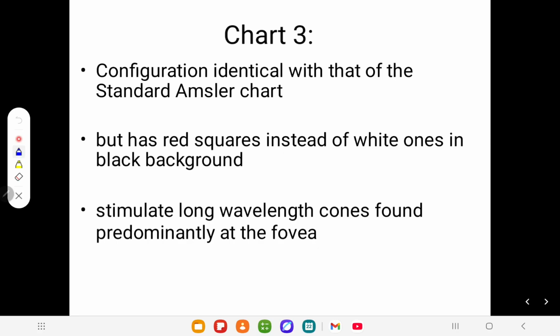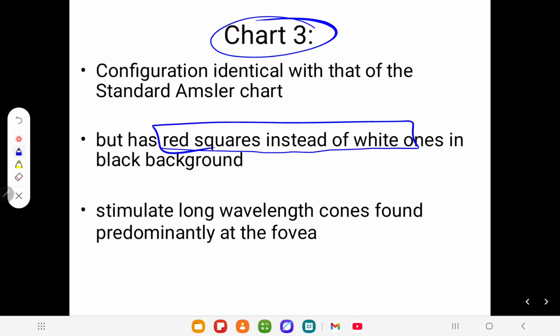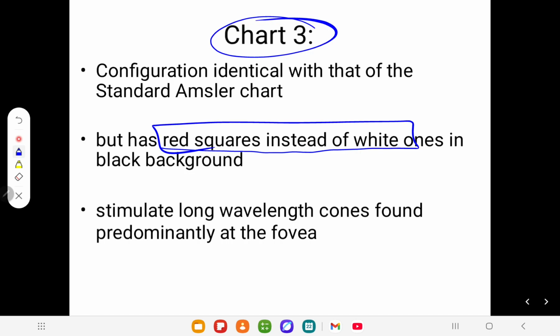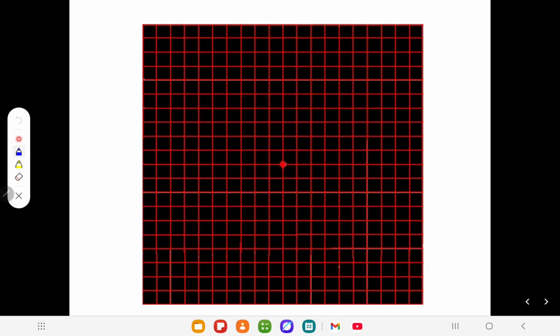Okay, fine. Chart 3. What is chart 3? The configuration is identical to that of the standard. Everything is identical, but the only difference is red squares instead of white. Everything is the same, black background, but where the first chart has white lines, the third chart has red lines. That's the difference. Why red lines? Because red lines stimulate long wavelength cones found predominantly in the fovea. So basically, foveal cones are predominantly stimulated by the red wavelength. That's why we use red.